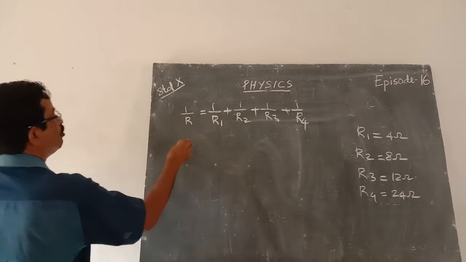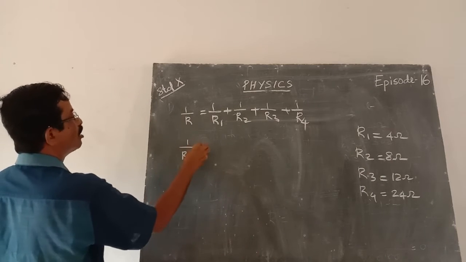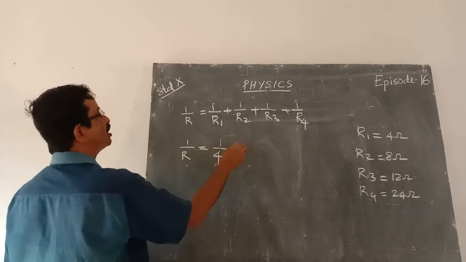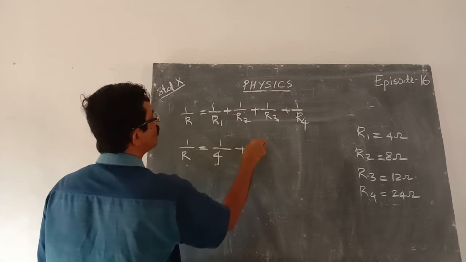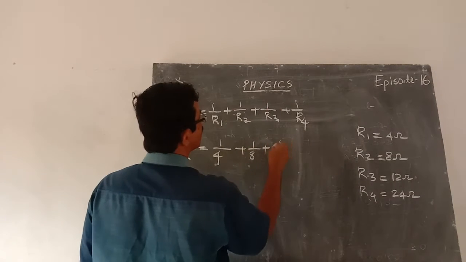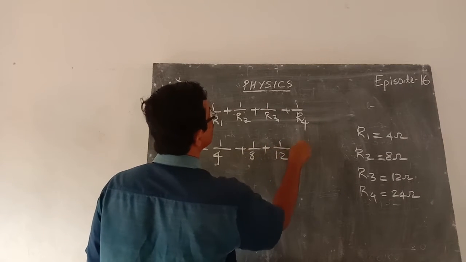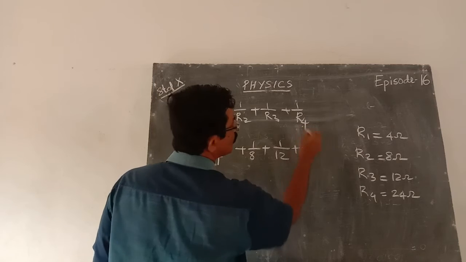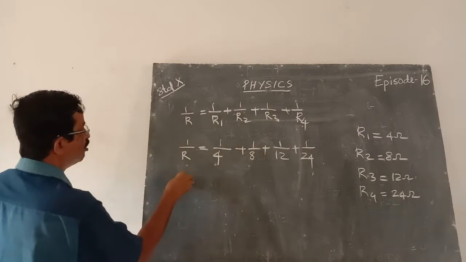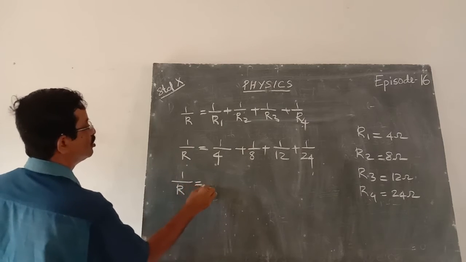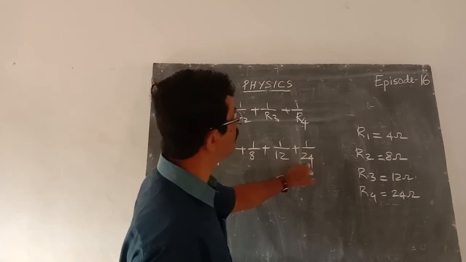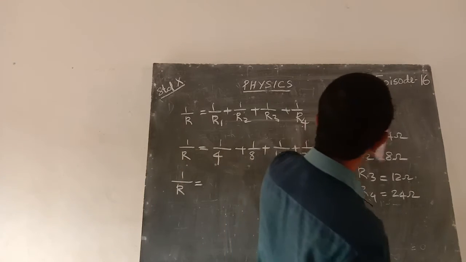Here 1 by R is equal to 1 by 4, the first resistance, plus 1 by R2, that is 1 by 8, plus 1 by R3, that is 12, plus 1 by R4, that is 24. That is again 1 by R is equal to, we want to take the LCM of these 4, 8, 12 and 24. How to find it?